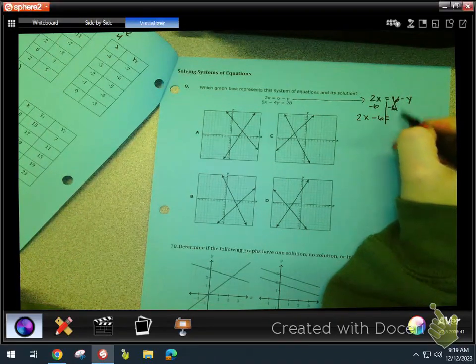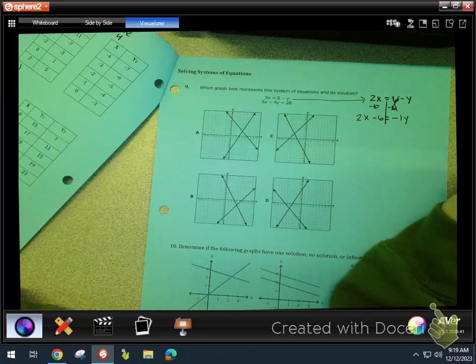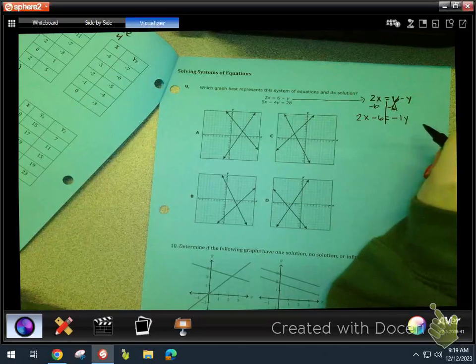1. What kind of y? Negative. What's understood to be there? 1. The negative 1. You might want to write that in. So y is still not all by itself. Are you writing this down with me? Yeah. So what do I need to do with that negative 1 to get y by itself?